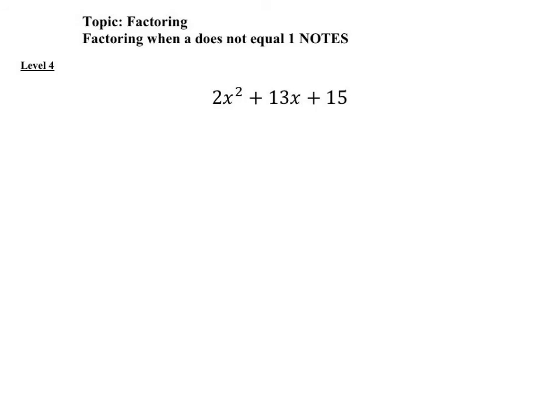In this lecture, we're going to talk about factoring when a does not equal 1. That means this first number is another number besides 1. So, we're going to start off by taking this value and multiplying them together. So 2 times 15 is going to be 30.